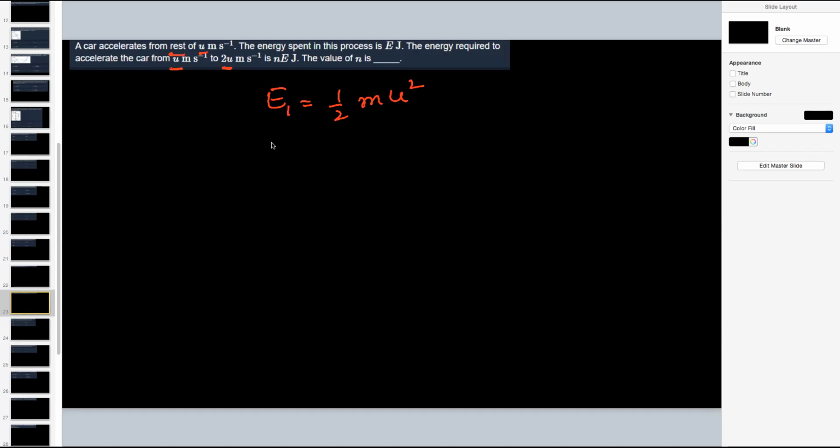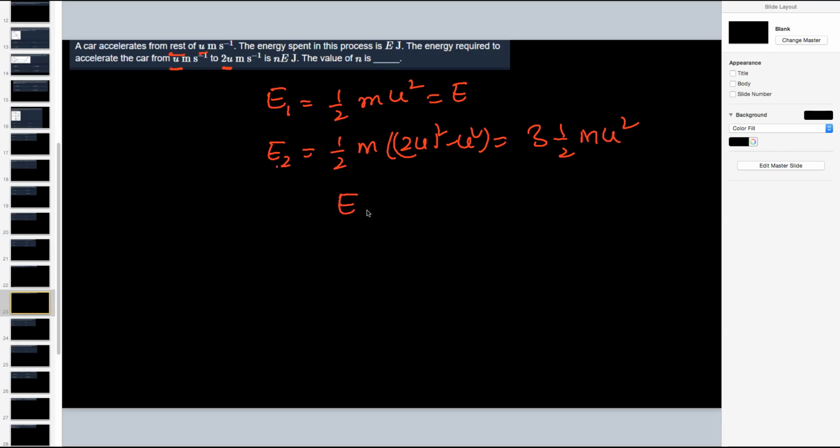This is the first case. In the second case, this is given as nE. In the second case, the change in kinetic energy is half m into 2u square minus u square. How much do you get? 3 into half mu square. You check it. So what is the relation between E1 and E2? Can I take E2 equal to 3E? Then what is the value of n? Yes, n equal to 3. This is a simple question related to work done or energy. This is equal to change in kinetic energy. You go for the next one.